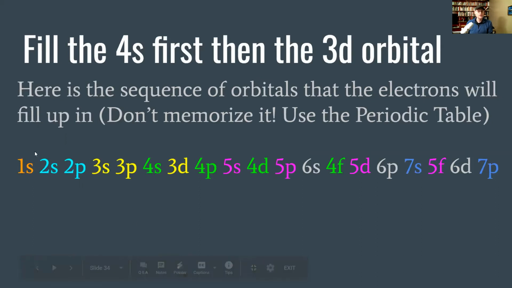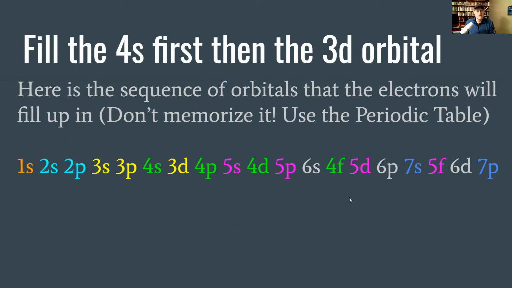You'll notice we're always going to fill in the 1s orbital first, and then the 2nd energy level, or the 2s and the 2p. But you'll notice once we start filling the 3rd energy level, the 4s actually ends up getting filled in before the 3d, then the 4p, the 5s, etc. So you'll notice that it ends up being kind of mixed up and confused.